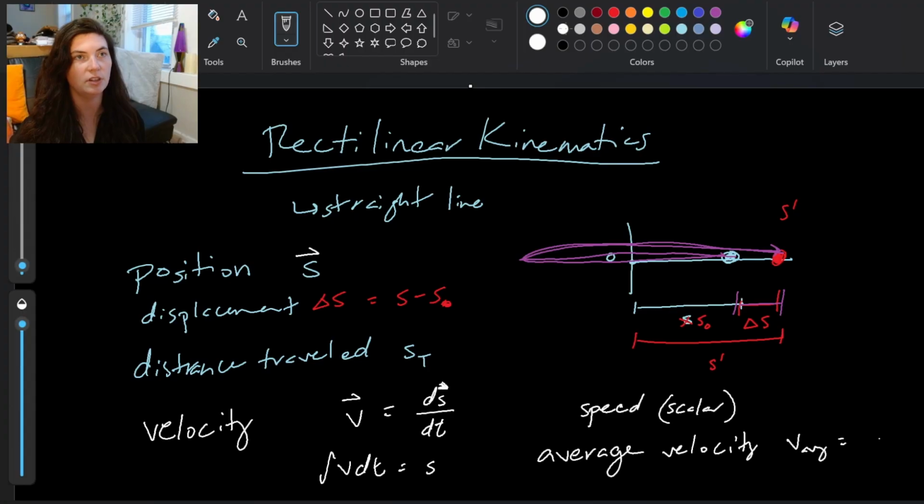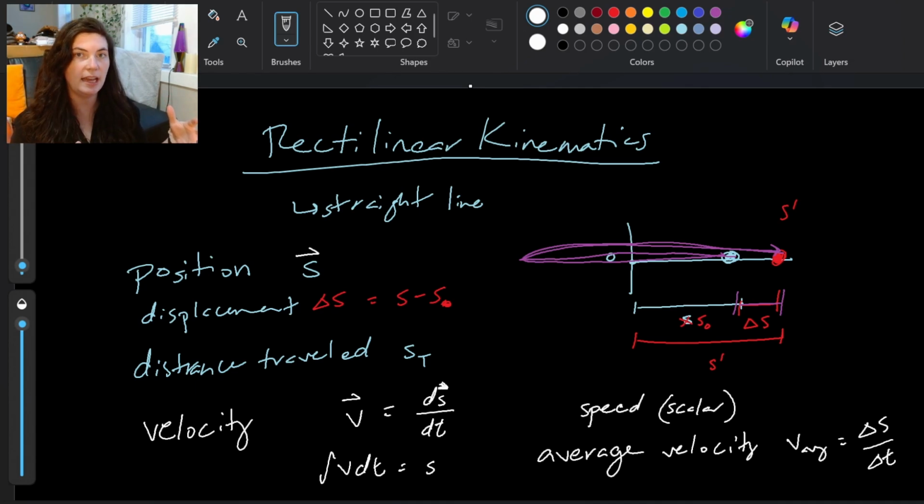So our average velocity is going to be our displacement over the total amount of time. Whatever that change in position is over the total amount of time that we're interested in, that's going to give us an average velocity, which again is different from average speed, right? Since speed is a scalar, it does not matter what direction we went in.